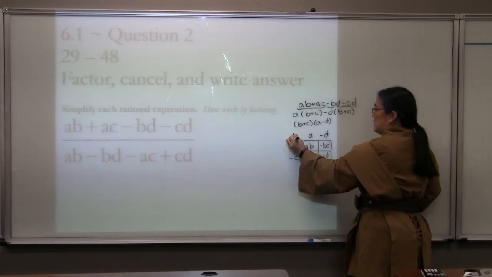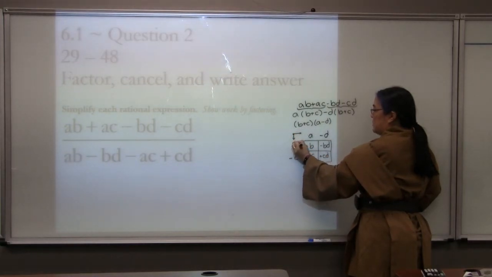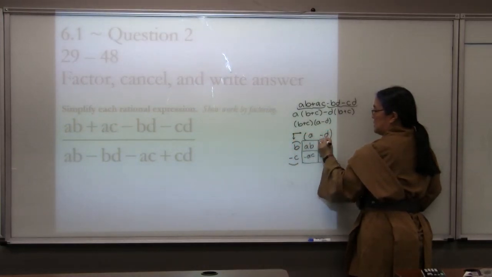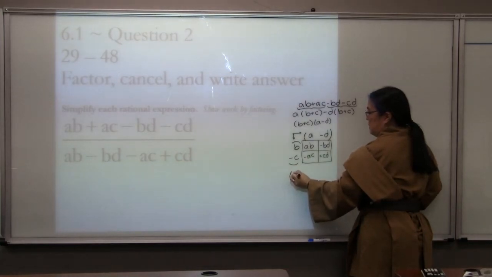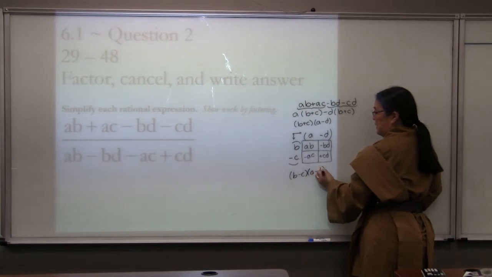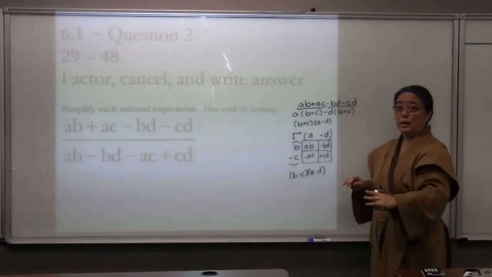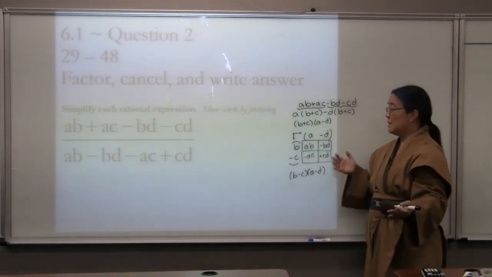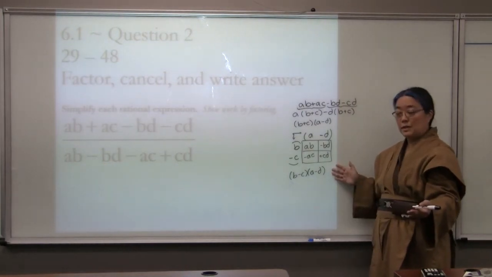When we read this, we're going to read it out this way. So this is one set, and this is the other set. So we'll have B minus C and A minus D. I don't care which way you use to factor these. You might have a teacher who does.